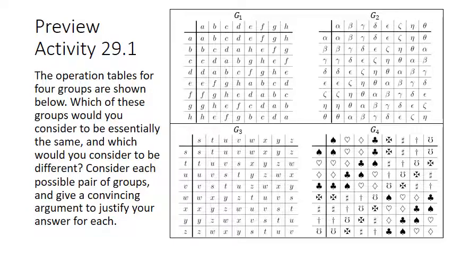So keep in mind here that you can rename the elements of a group and it will still be the same group. So it doesn't matter that they have differently named elements. That's unimportant. And you can also rearrange the rows and columns of a group without changing the group. So you have the ability to rename elements and rearrange rows and columns and see if you can use those things to show that any of these are the same or that they're not the same.